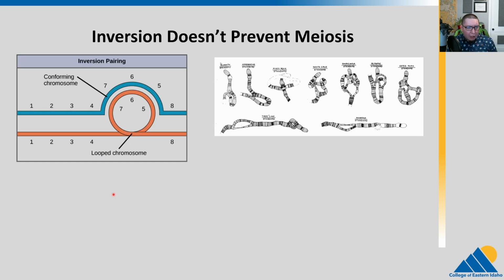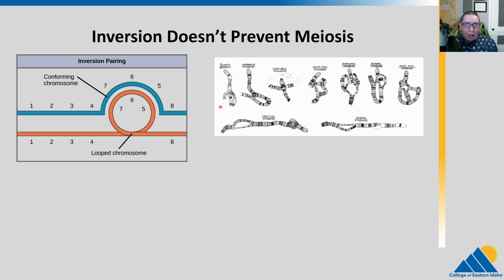So interestingly, sometimes inversions don't prevent meiosis from occurring. They just make it a little bit more difficult. So here you can see there has been an inversion in this blue chromosome, and it's pairing up normally with the other normal version of the chromosome, but it's made this loop that occurs.